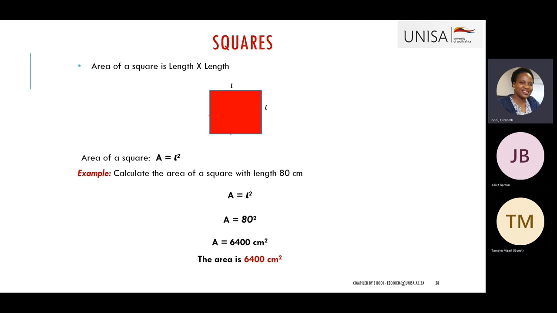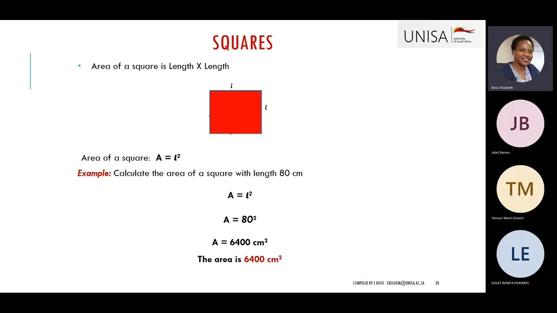Yes. So for a square, we use L times L, which is L squared. So if the length is 80 centimeters, it will be 80 times 80, which is 6,400 centimeters squared.